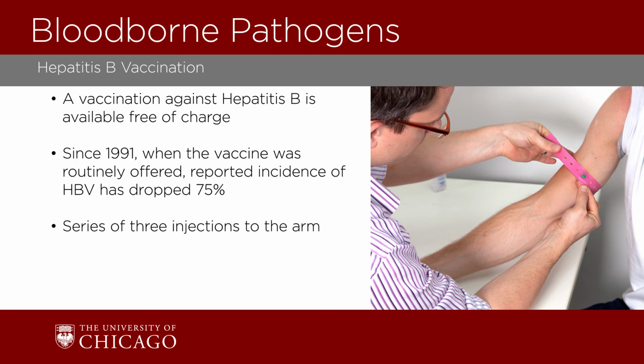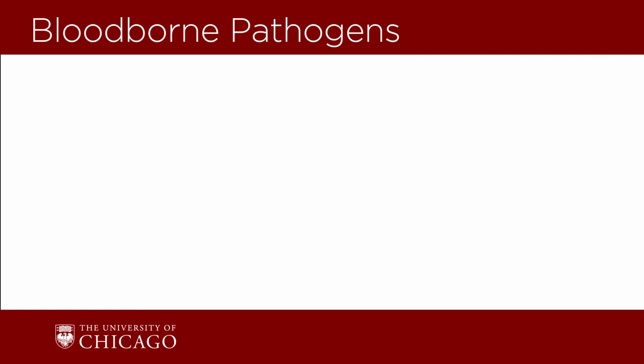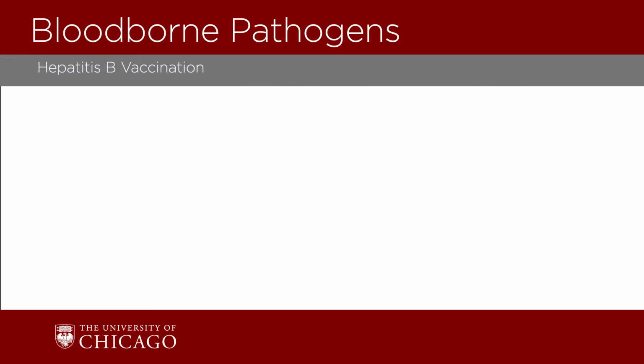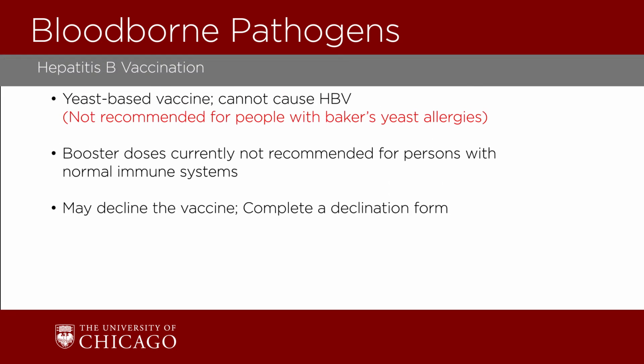The vaccine is a series of 3 injections to the arm. There is an initial shot, followed by a second shot 1 month later, and a third shot 5 months following the second, 6 months from the initial. To ensure immunity, you must complete the series of 3 injections. The vaccine causes no harm to those who are already immune, or to those who may be HBV carriers.